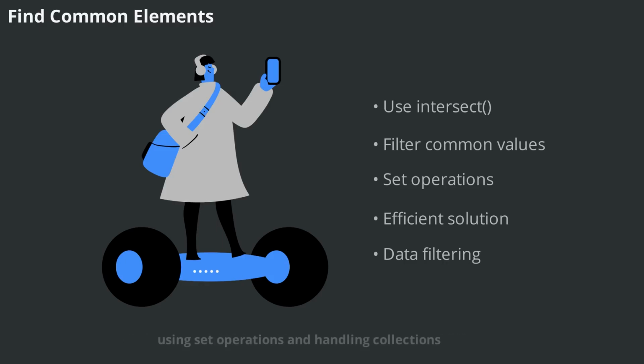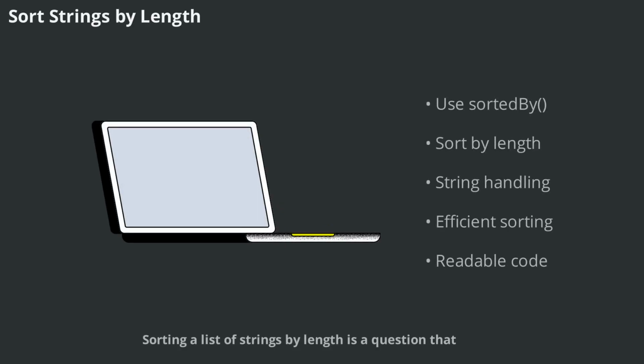This problem demonstrates your skill in using set operations and handling collections. Interviewers use the question to assess your efficiency and ability to write concise code. Practicing this builds your confidence in data filtering. Sorting a list of strings by length is a question that tests your ability to use sorting functions and handle string data. By using sortedBy, you can arrange strings from shortest to longest.